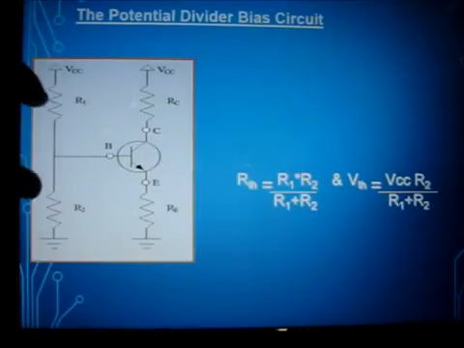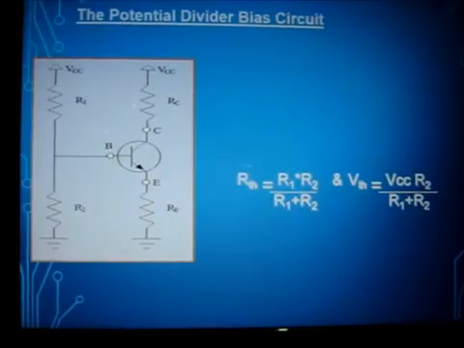So the Thevenin resistance we have to calculate across R1 and R2 comes to be R1 R2 by R1 plus R2. That means they are both in parallel. And similarly VTH, that is the voltage across R2, will be total voltage VCC into R2 by R1 plus R2. This is very easy, as you have learned in DC circuits about how to use the voltage divider rule, current divider rule, and equivalent resistance.